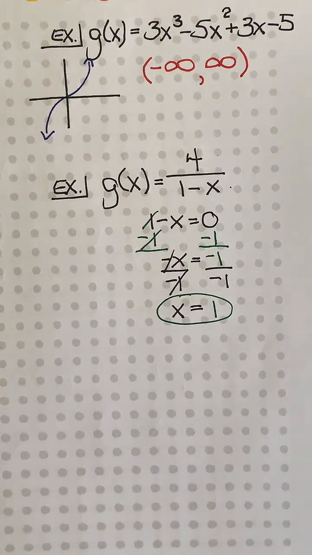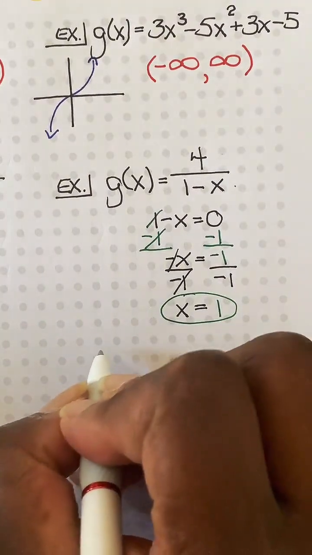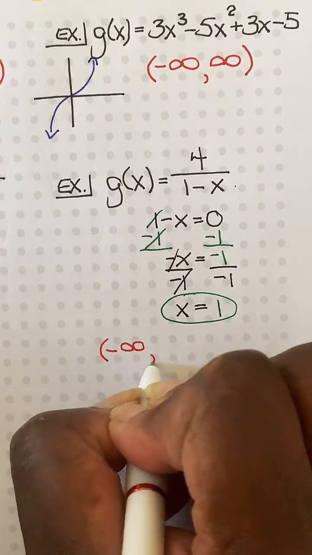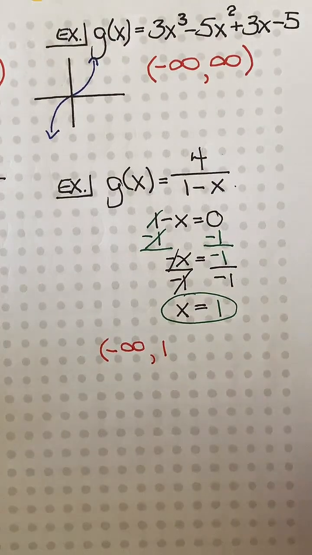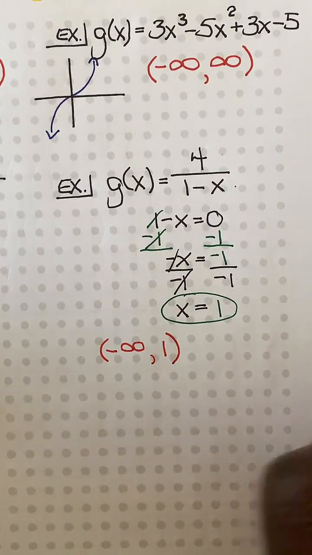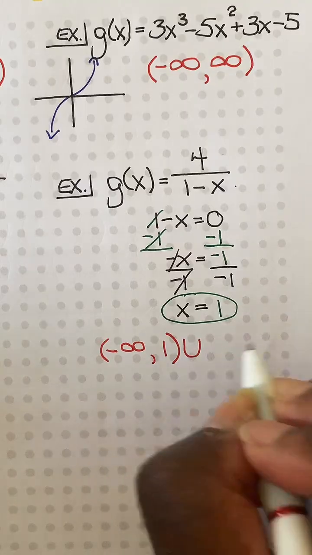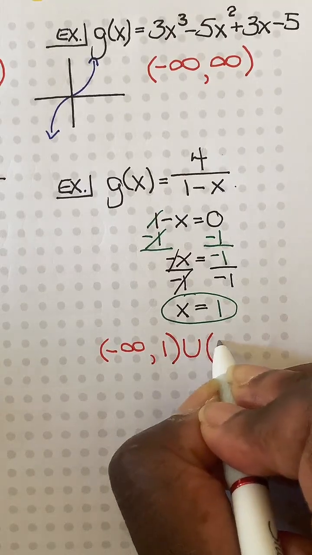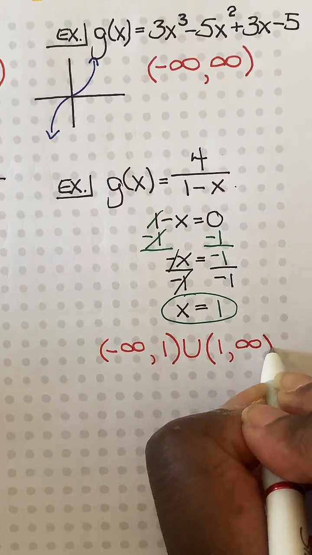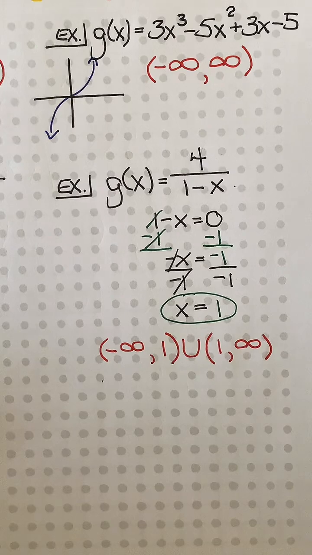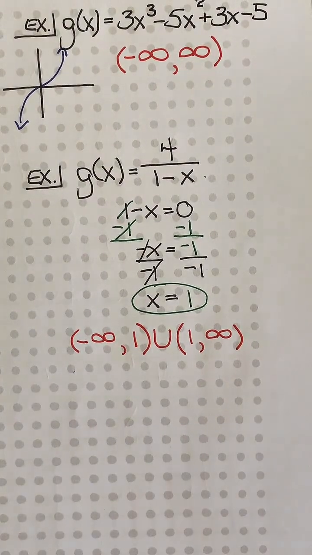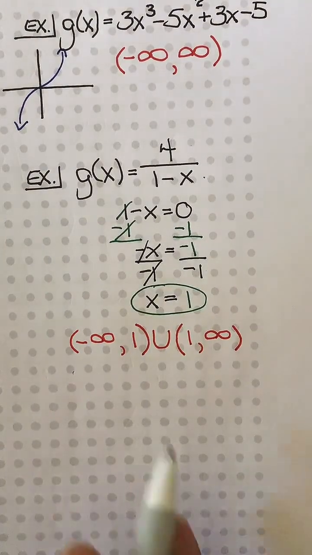Okay, so that means I can tackle everything from negative infinity to 1. Don't include it, so that's why it's a parenthesis. And then I can also go for the other end of the spectrum, which is 1 and positive infinity. So this is basically saying, in this interval notation, it could be any number except for 1.